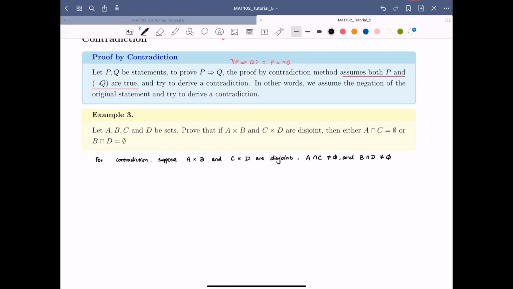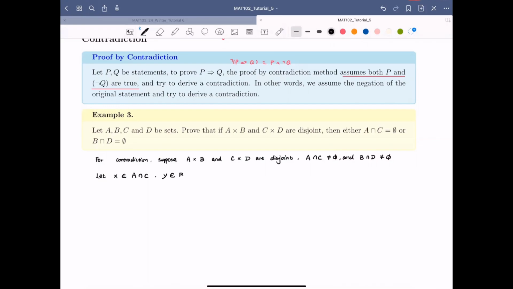Okay, so this is what we do. We suppose the negation of the original statement. And as I mentioned before, when you have this kind of thing, we start with, well, they're not empty. That means there must be something in there, right? So let X be any element that's inside of this intersection.